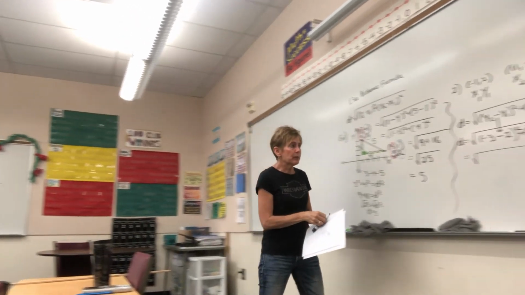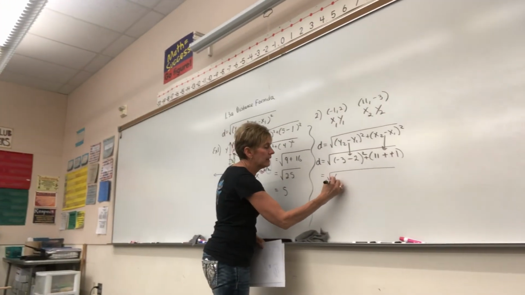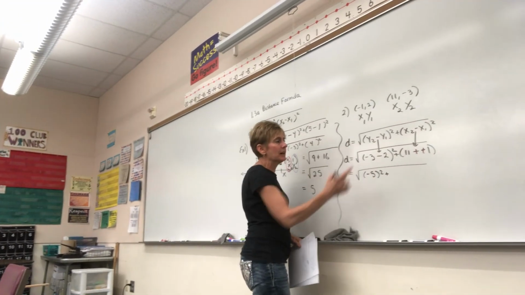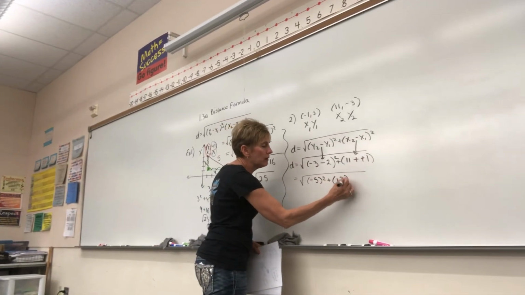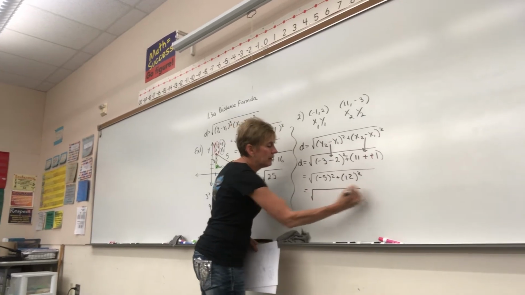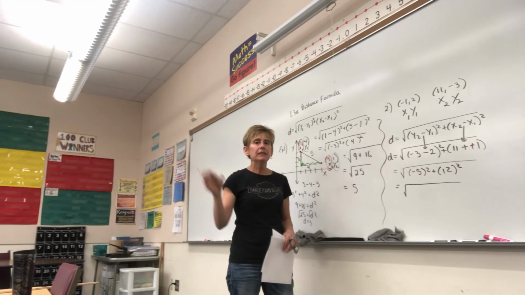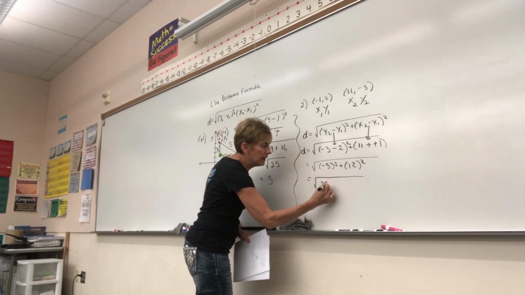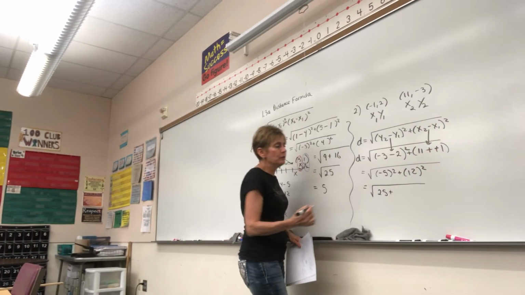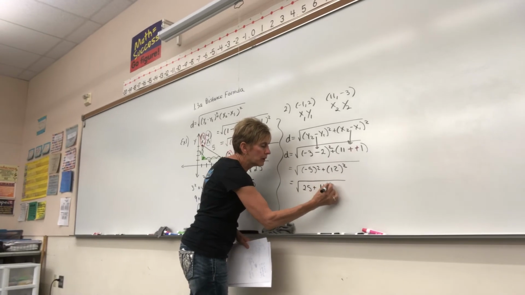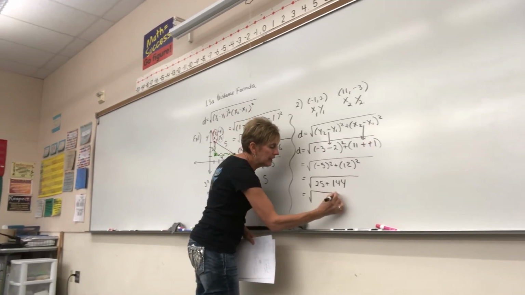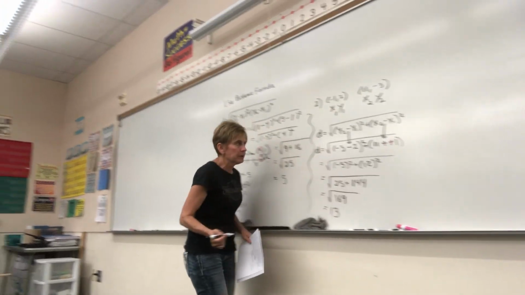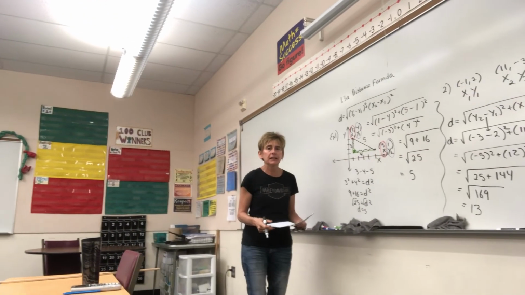So my first parentheses is -5 squared. My second parentheses, 11 plus 1, is 12 squared. Now remember, negative times negative is positive. So -5 times -5 is 25. And then 12 times 12 is 144. When we add these together, we get 169. And the square root of 169 is 13.